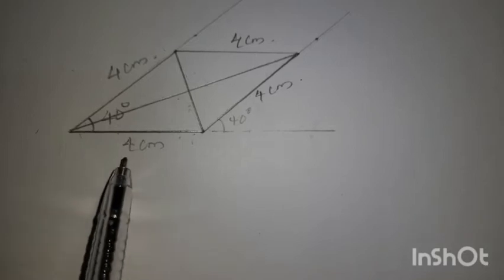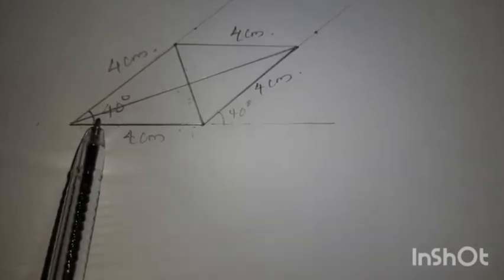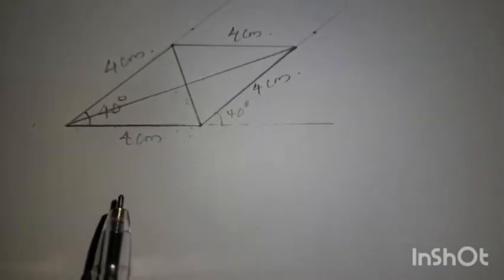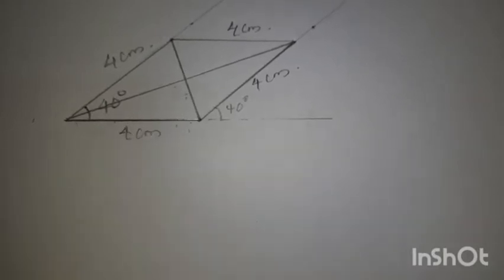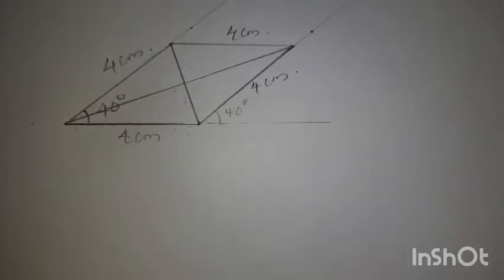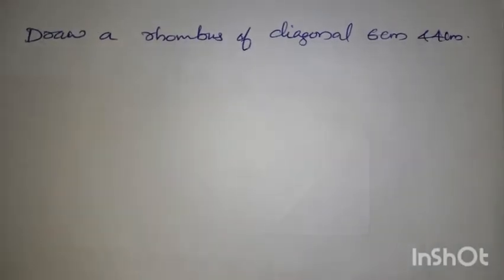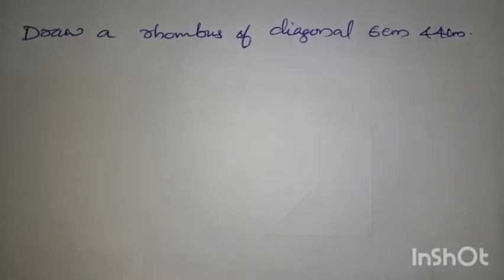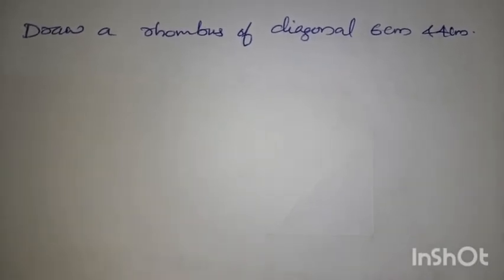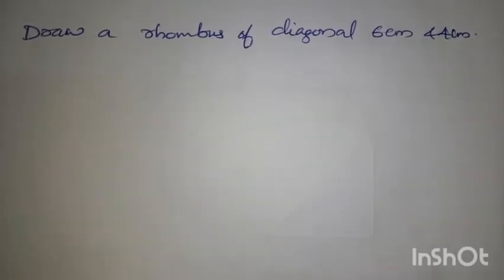In this picture you can see they give the side and the angle. Next we are drawing the rhombus by giving the diagonals. We can see it. So remember that the diagonals' lengths are not equal. Draw a rhombus of diagonals 6 cm and 4 cm. So two diagonals having different lengths. One is 6 cm and the next one is 4 cm.